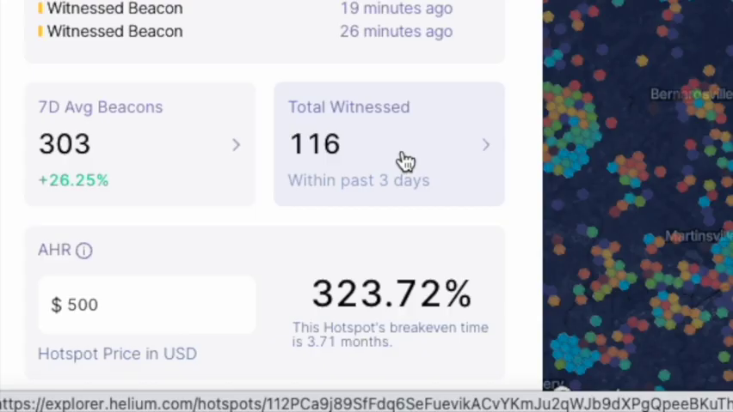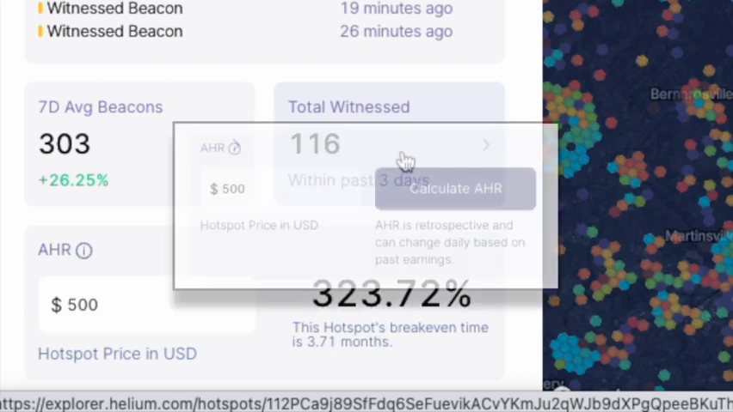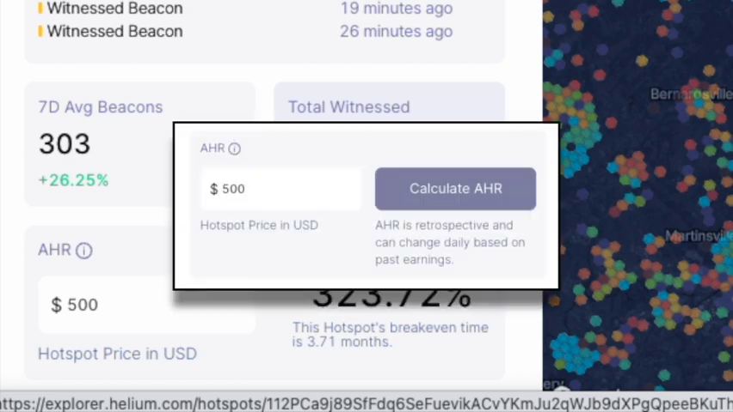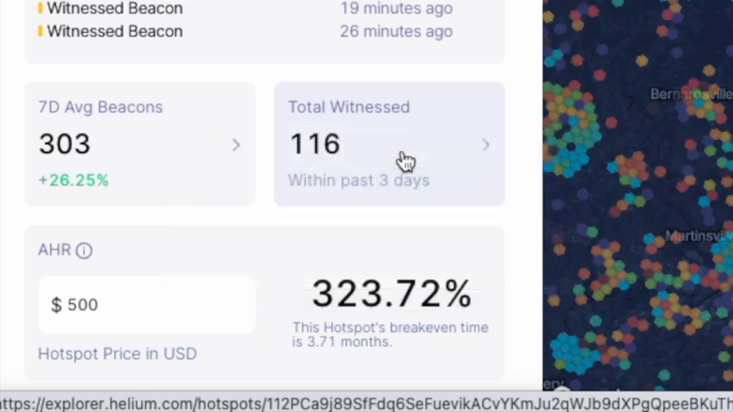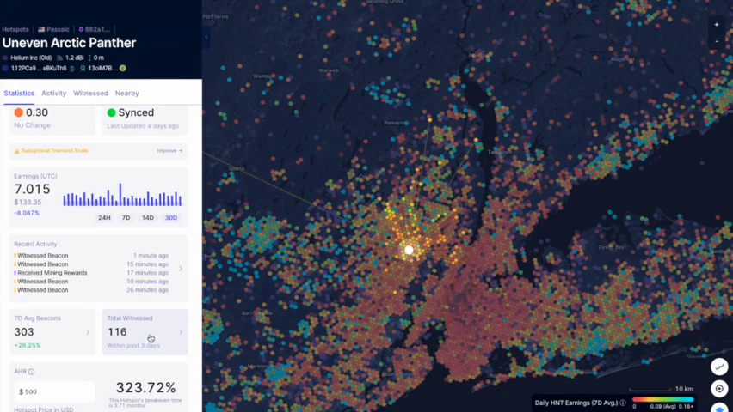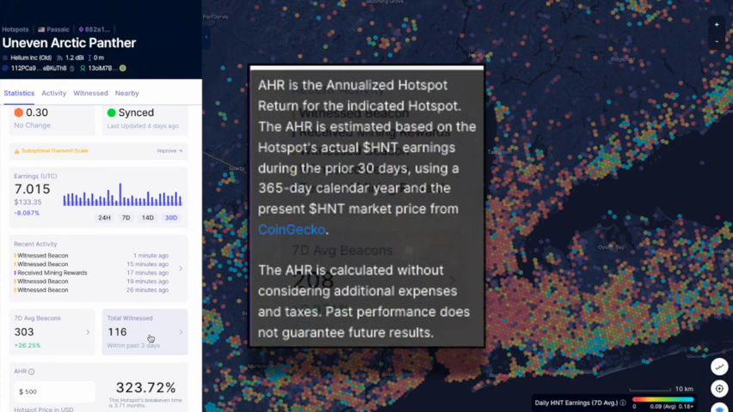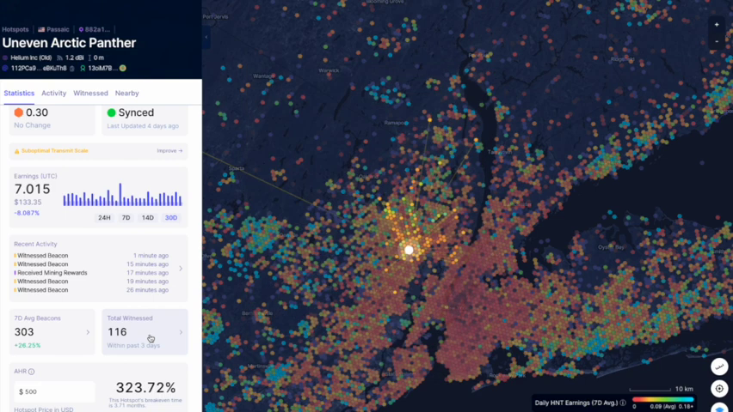There is a new tool built into the Explorer that will help miners calculate the payback period for their specific hotspot based on the previous 30 days of actual earnings. This new calculation is called AHR, and it stands for Annualized Hotspot Return. This is an important tool for potential miners and the network in general.